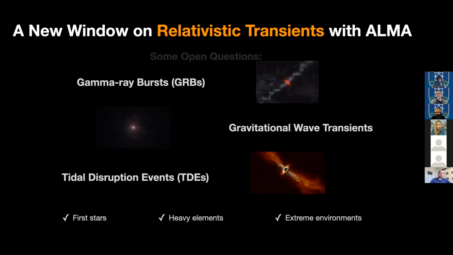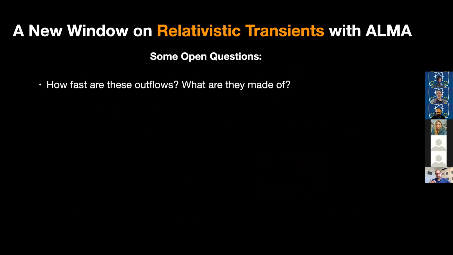Some of the questions that I and others in the community studying energetic transients are currently exploring: we want to know, how fast are these outflows? What are they made of? What is the nature of the central engine that launches these outflows? And how are the jets collimated into narrow opening angles only a few degrees wide?